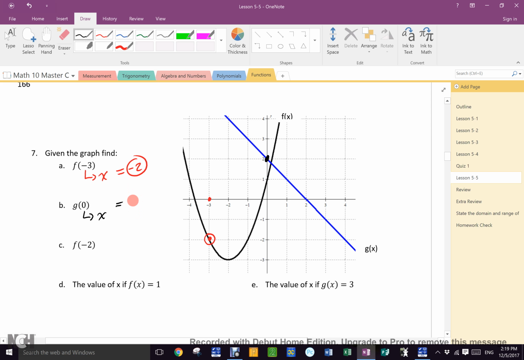Okay, what's happening here? What's happening in C? So I found negative 2 on the x, but that's only an input. The output is negative 3. Can everybody do that? I did just now. Everybody can?